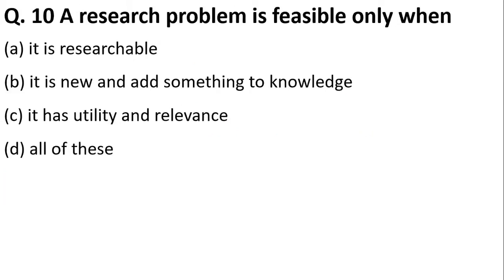A research problem is feasible only when it is researchable, it is new and adds something to knowledge, it has utility and relevance, all of the above. When will a research problem become feasible? The meaning of feasible is possible. When will it become possible? Possible to do something easily or conveniently.